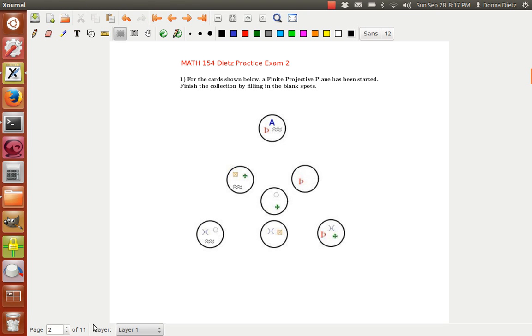Okay, so for the cards below, a finite projective plane has been started. Finish the collection by filling in the blank spots. Well, it's actually what we learned in class. It's a Fano plane, and that means it's an order 2, or n equals 2, finite projective plane. And we know that n squared plus n plus 1 is how many elements it should have.